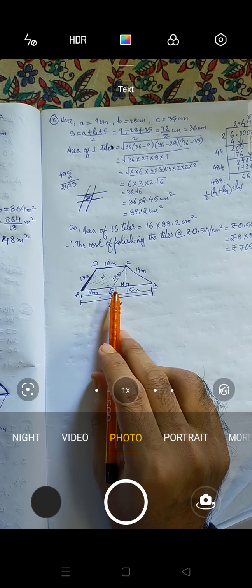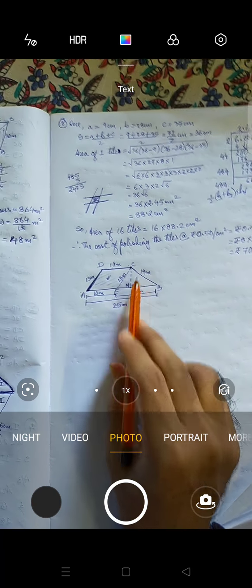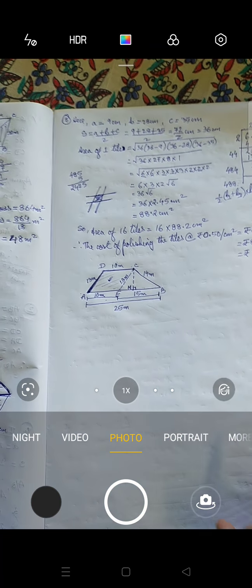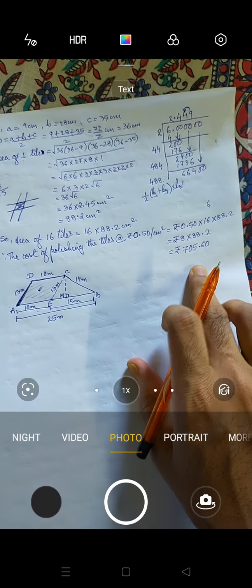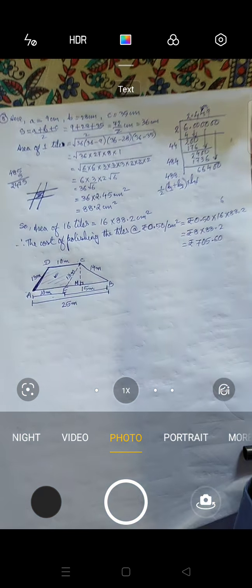Three sides are there: 13, 15 and 14. We can apply Heron's formula, and we will get our answer. Okay, so I will write here. You can write from the bottom, or if you have drawn this diagram on the right hand side, you can start from the left hand side.